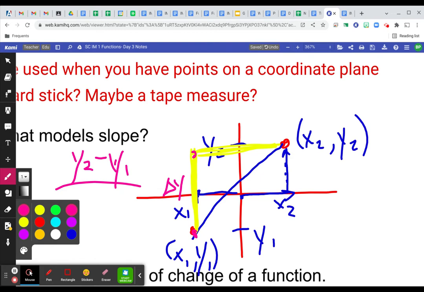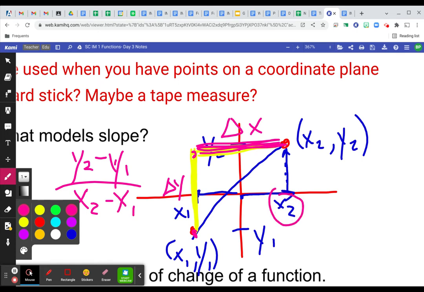Same thing goes for our x's. Okay, so what is this run right here? This horizontal change, right? And we're going to call this the change in x. Well, that right there can be modeled by x2 minus x1. If you take this value of x2 and subtract x1, that's going to leave you with this horizontal change. So when you do your rise over your run here, y2 minus y1 over x2 minus x1, that's going to give you the slope of this line segment.